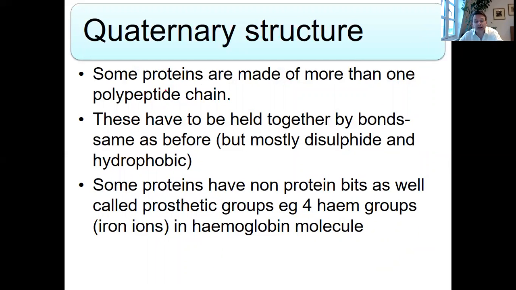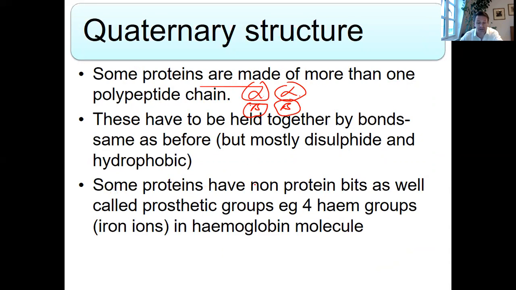Quaternary structure is when you have more than one polypeptide chain. So the classic quaternary structure is hemoglobin, and they're held together. So hemoglobin has got two alpha and two beta globin chains. Remember, these are alpha and beta globin, not alpha and beta glucose.